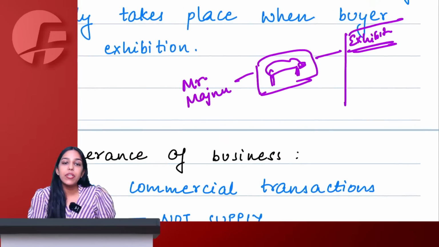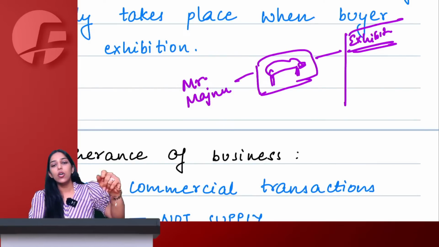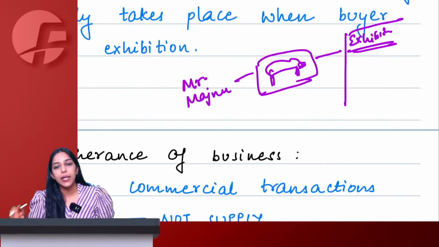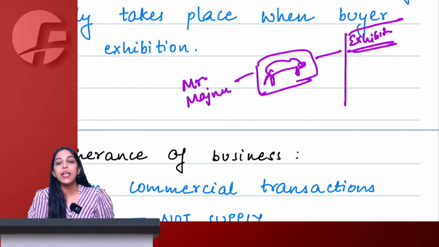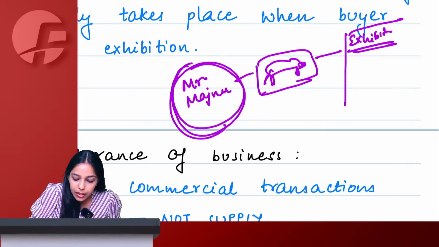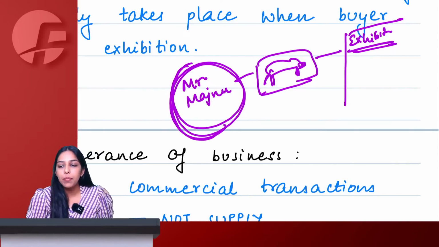Will this be treated as supply? The answer is no. Why no supply? Because, ma'am, golden rule: no consideration, no supply. This is not a permanent transfer, not a related or distinct person, not an import, not a principal-agent transaction, nothing. It is not even falling under Schedule 1, which simply means no consideration, no supply. So Mr. Majnu giving this painting to display in an exhibition will not be a supply.